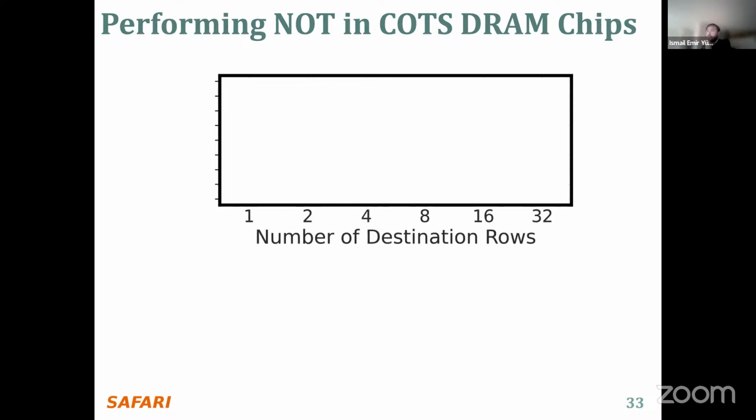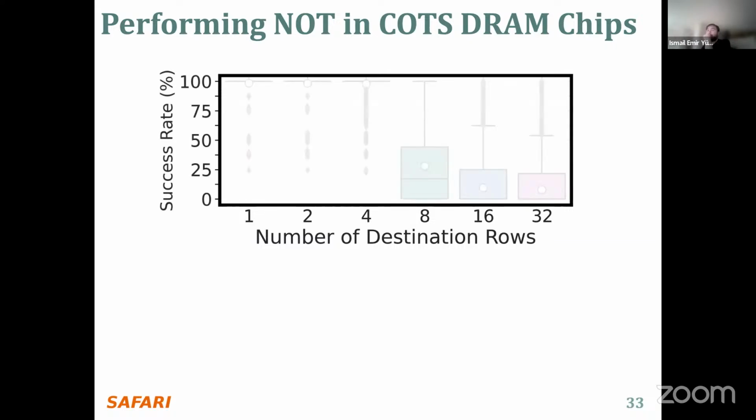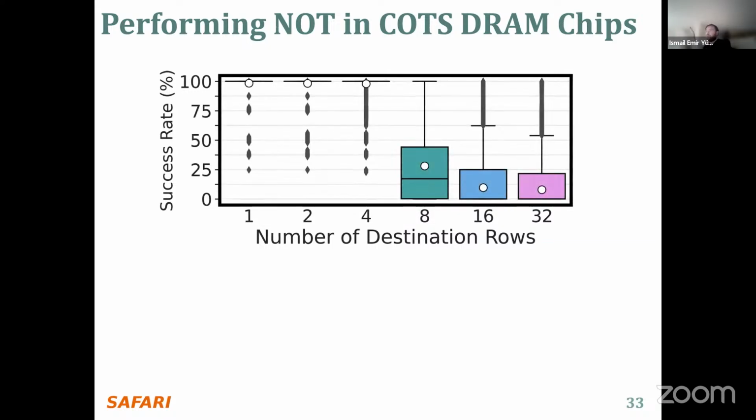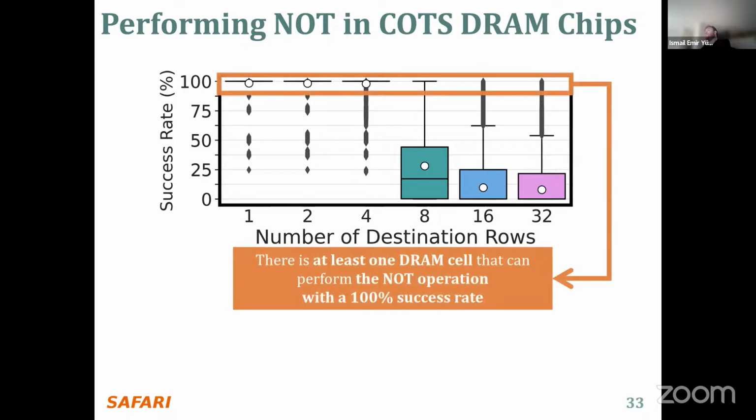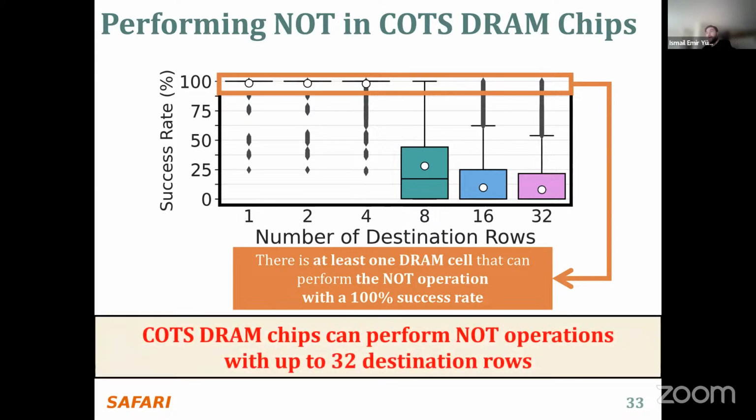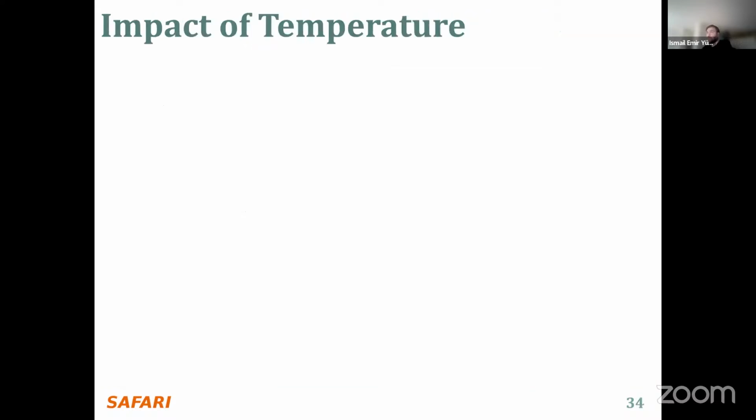So first, x-axis. In the x-axis, we have the number of destination rows, the rows that the negated value is written to. And the y-axis, we have the success rate. And we use a box plot which shows the distribution of the DRAM cells that we test. And the bubbles, like white circles over there, show the mean. And we observe that there is at least one DRAM cell that can perform the NOT operation with a 100% success rate. And we conclude that off-the-shelf DRAM chips can perform NOT operations with up to 32 destination rows.